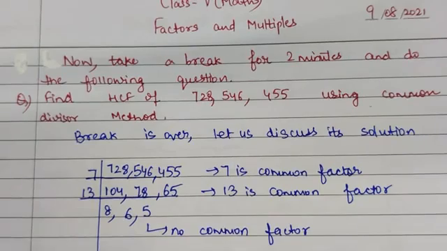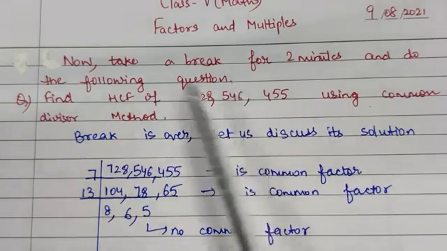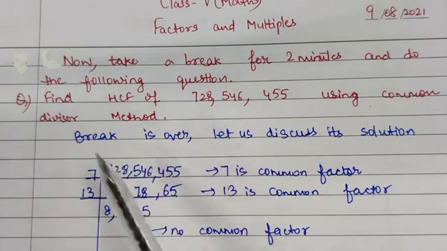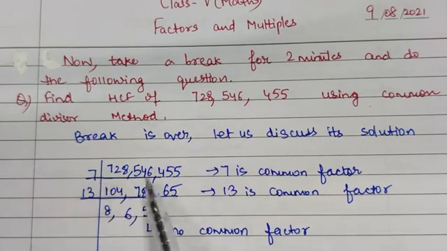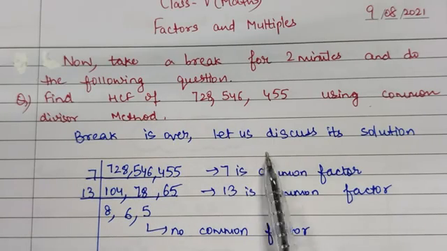Clear? Now take a break for 2 minutes and do the following question. Find the HCF of 728, 546, 455 using the common divisor method. Break is over, children. Now let us discuss its solution.